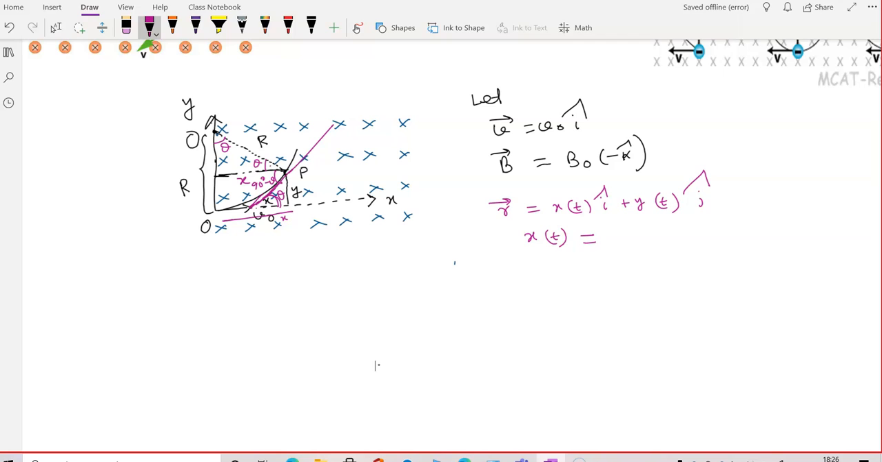Sorry, I made a mistake there. If this is theta, this will be theta. This angle is going to be 90 minus theta. So this angle has to be theta. Then what is the value of x in the diagram? You can see that x/r equals sine theta. Okay. So x is equal to r sine theta.